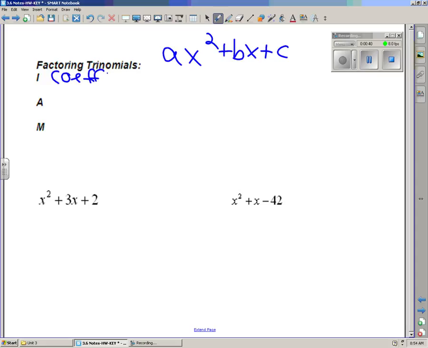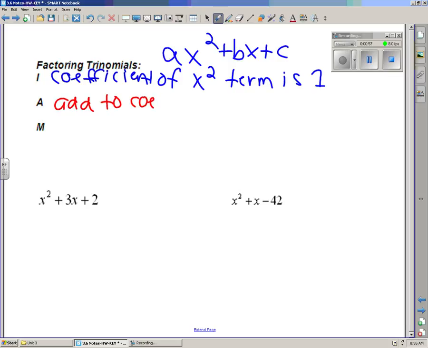The coefficient of x squared term is a 1. The A stands for adding. We need to find a number that's going to add to the coefficient of the middle term.